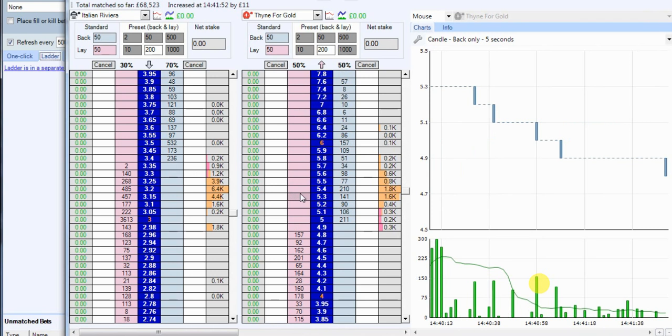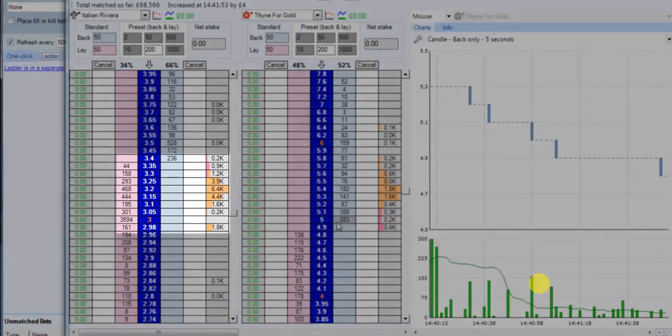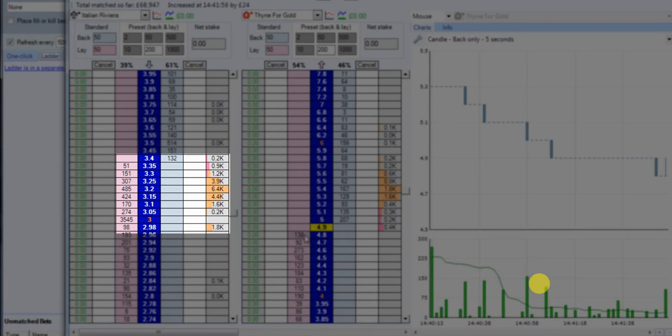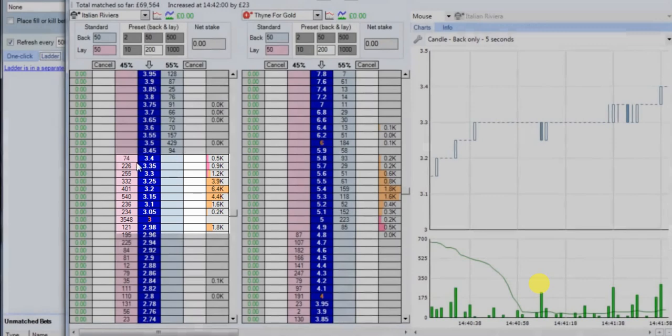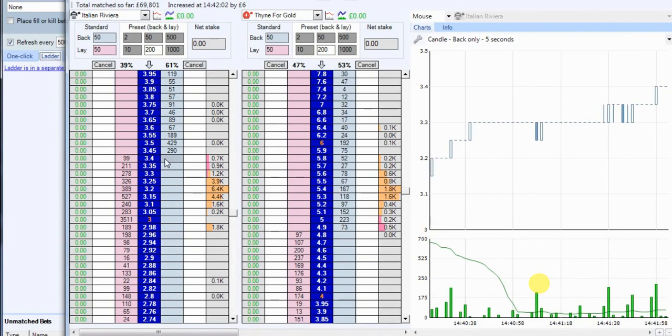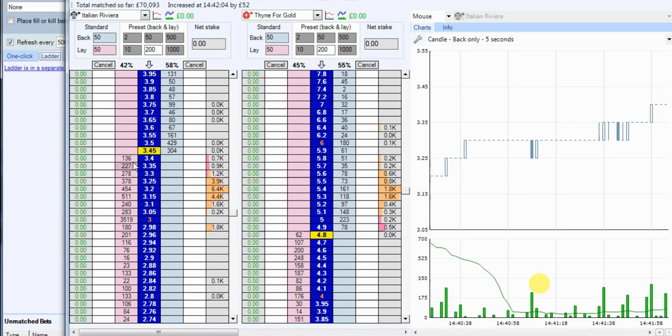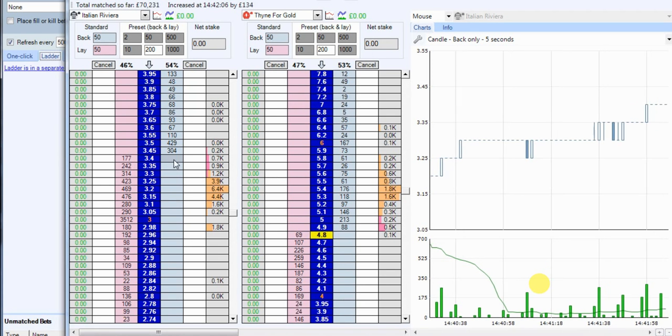If you look where the orange is on the first favourite, you'll see it's actually higher than where the bulk of the liquidity has been placed. So I'm looking at liquidity on the lay side. You can see that reducing. As soon as it reduces sufficiently, I will then place the back bet.